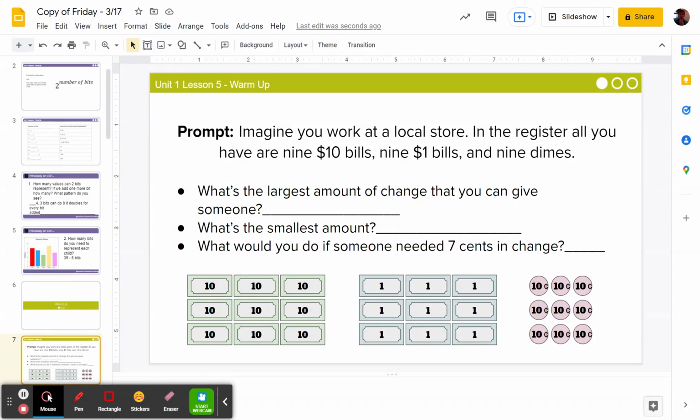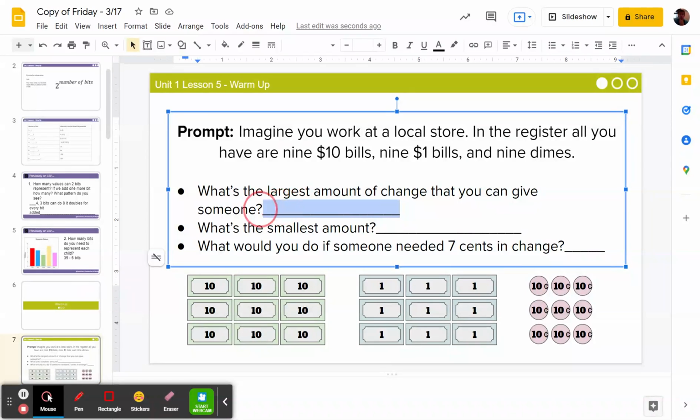So this is about change. And we have $90 worth of $10 bills, 9 worth of $1 bills. That makes 99.90. So that's the largest amount of change we could give somebody. The smallest amount we could give is 1 dime, right?